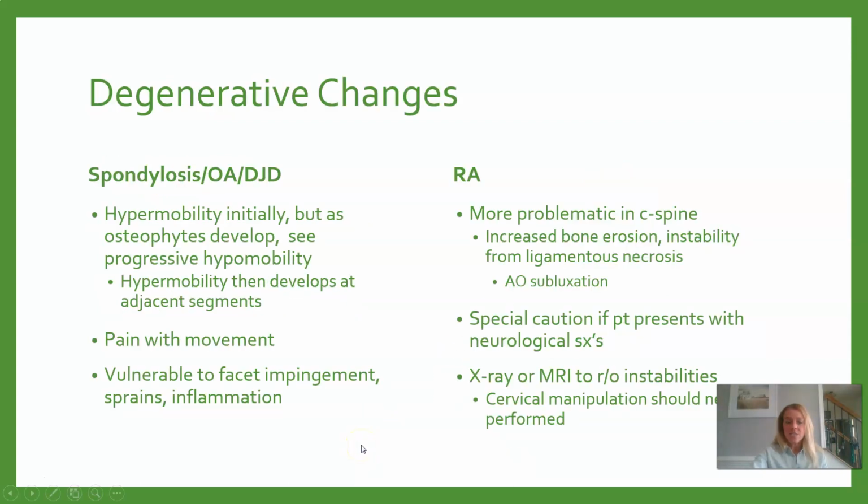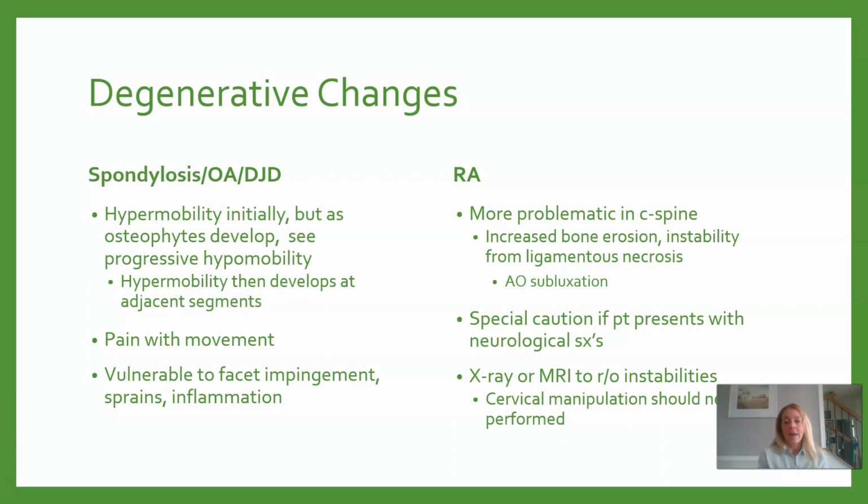So our degenerative changes, this is going to be our spondylosis or osteoarthritis. Initially, you might see some excess movement develop, but as the osteophytes or the bone spurs start to develop between the vertebrae, you'll start to see more and more hypomobility, so more and more stiffness of the spine. Because the spine then stiffens up at those segments, we're going to see sort of compensatory hypermobility at the segments above and below. Degenerative changes like OA are going to lead to pain with movement and also make the person more vulnerable to impingement, sprains, and inflammation at those areas.